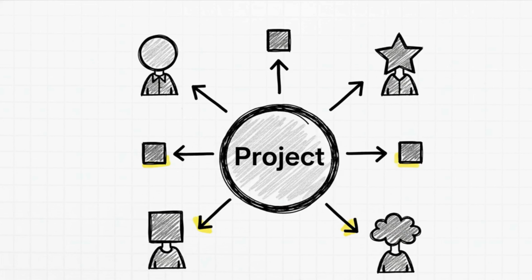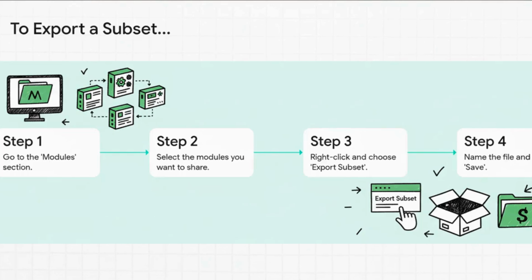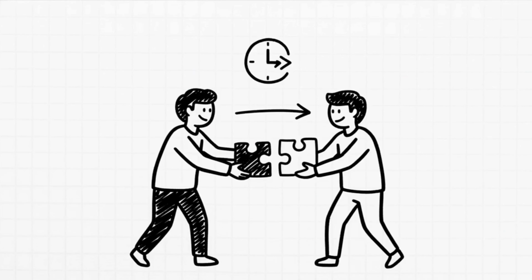But hey, automation is usually a team sport, right? So let's talk about sharing your work. To share your stuff, you just export it. This bundles your modules into one simple shareable file. And why does this matter? Well, it makes sharing custom tools with your teammates an absolute breeze.